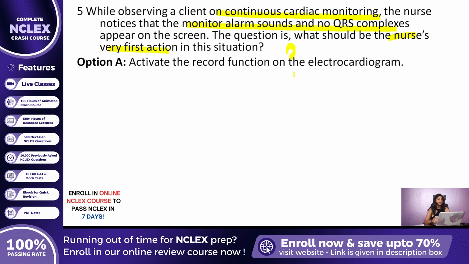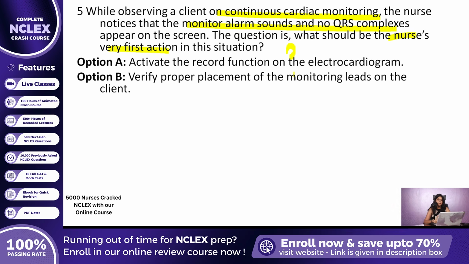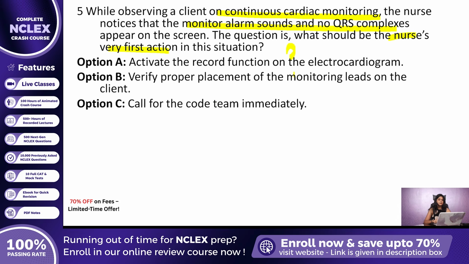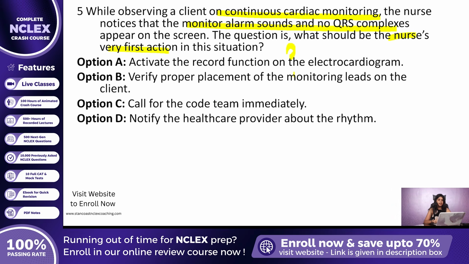Option A, activate the record function on the electrocardiogram. Option B, verify proper placement of the monitoring leads on the client. Option C, call for the code team immediately. Option D, notify the healthcare provider about the rhythm. The correct answer is option B, verify proper placement of the monitoring leads on the client.